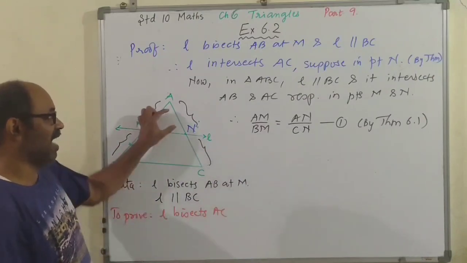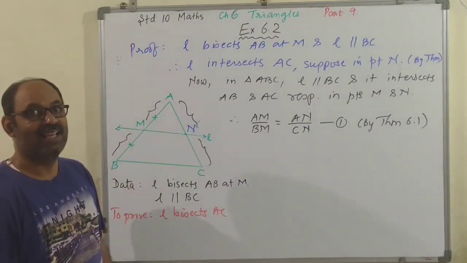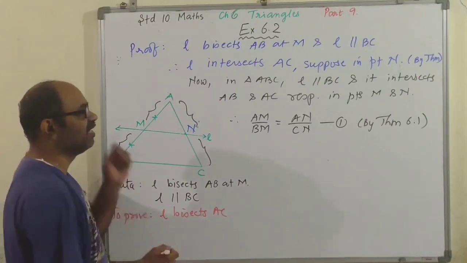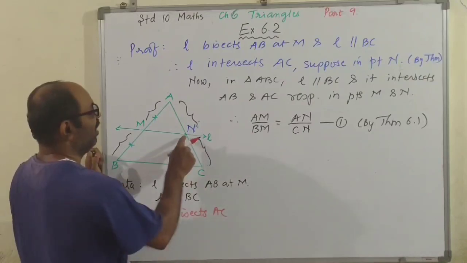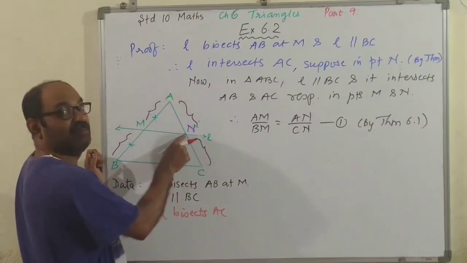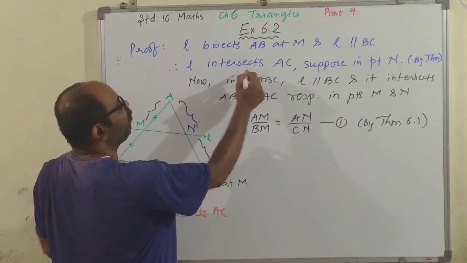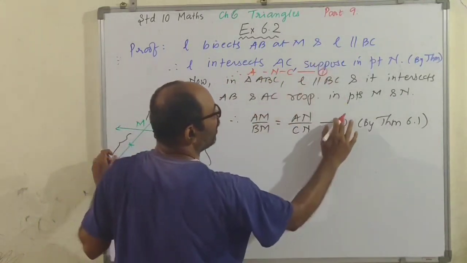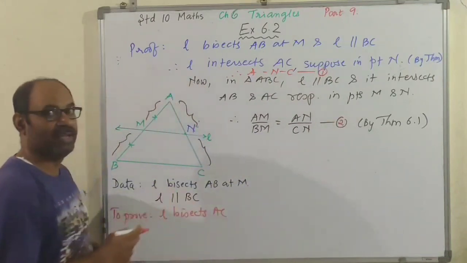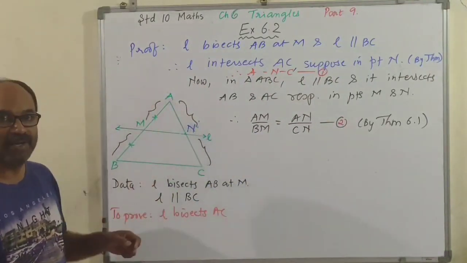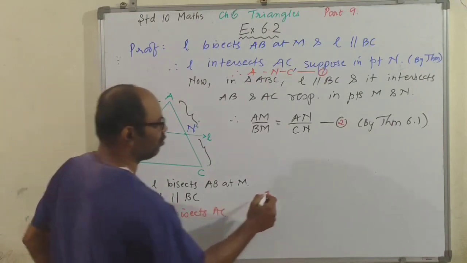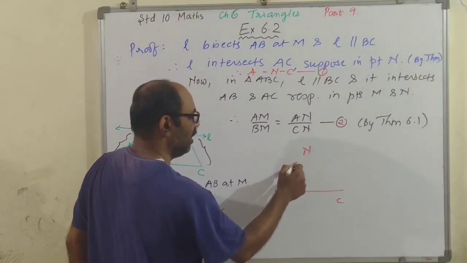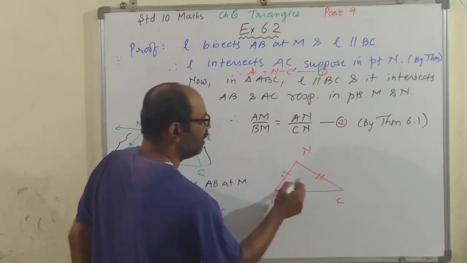Now, I have to prove AN equal to NC. Let me write one thing here. L intersects AC in point N, no? So therefore, A-N-C, and this is result 1, or call it result 2, because that will be required to show that N is midpoint. I'll tell you why. Suppose this is line segment AC and N is here. AN equal to CN. They are equal.